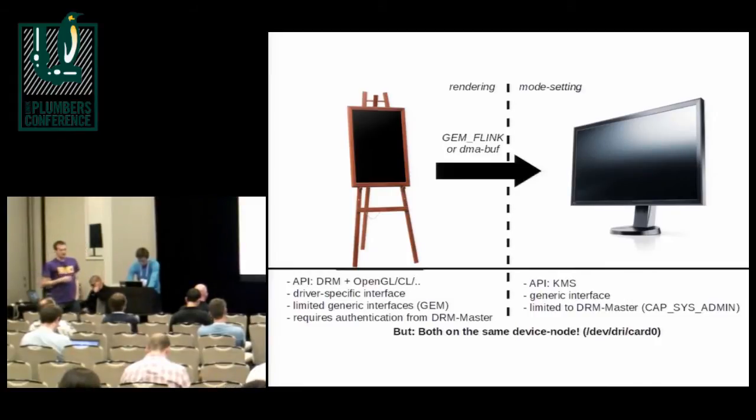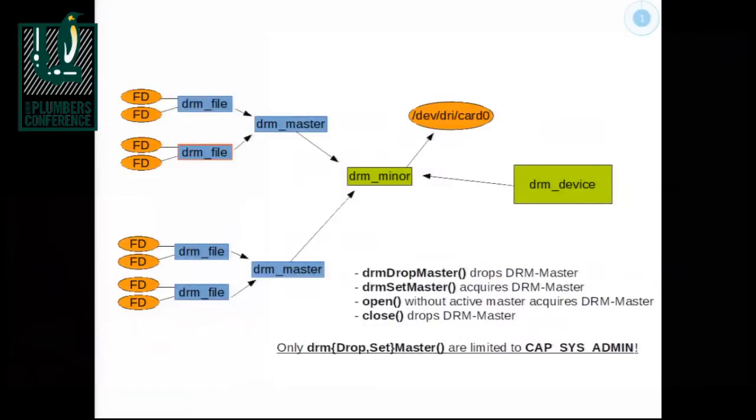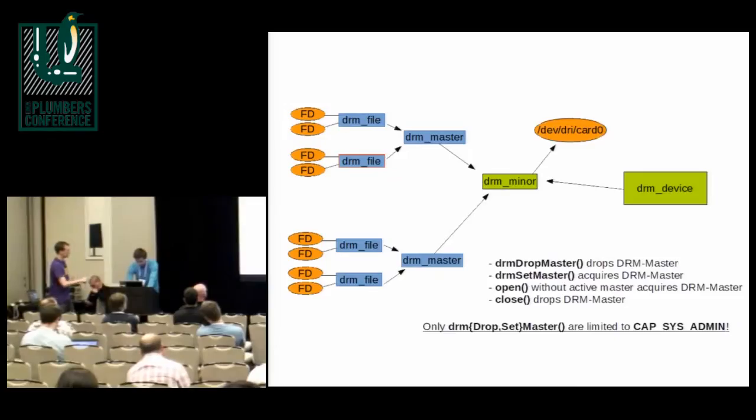If you want to do mode setting, you have to be DRM master. DRM master means there's one client which currently opens the card who is the DRM master, and there can only be one. And it can drop DRM master, and another client can acquire DRM master again. If you want to do rendering, you need to be authenticated. And I want to explain the concept of DRM master now.